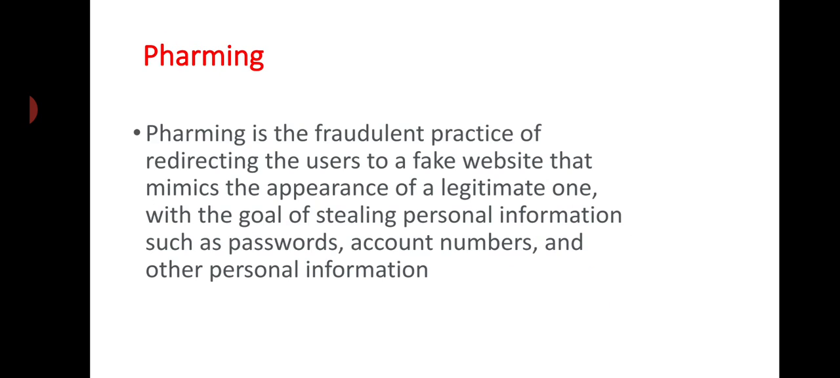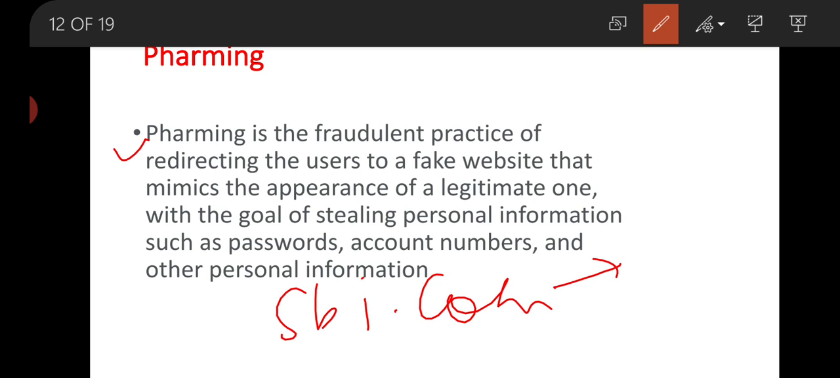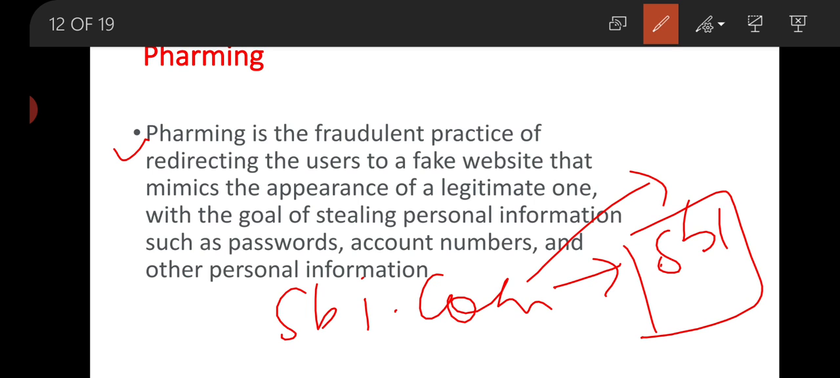Now next is pharming. What is pharming? Pharming is the fraudulent practice of redirecting users to a fake website that mimics the appearance of a legitimate one, with the goal of stealing personal information such as passwords, account numbers, and other personal information. Phishing and pharming are mostly similar, but in pharming, suppose you are going to visit sbi.com, then they redirect your request to a fake website. They will open another sbi.com.